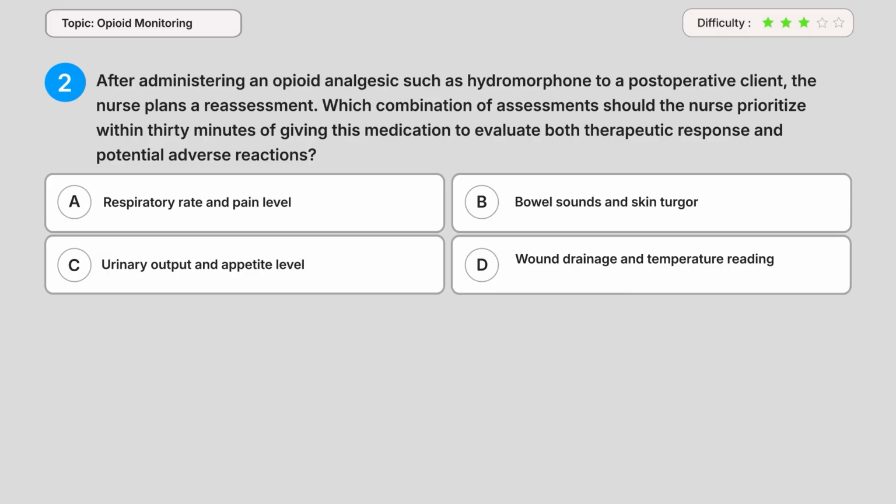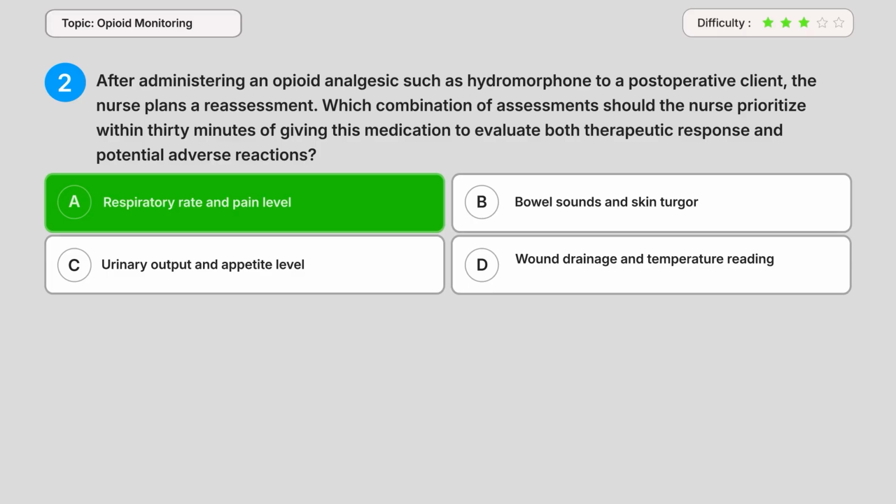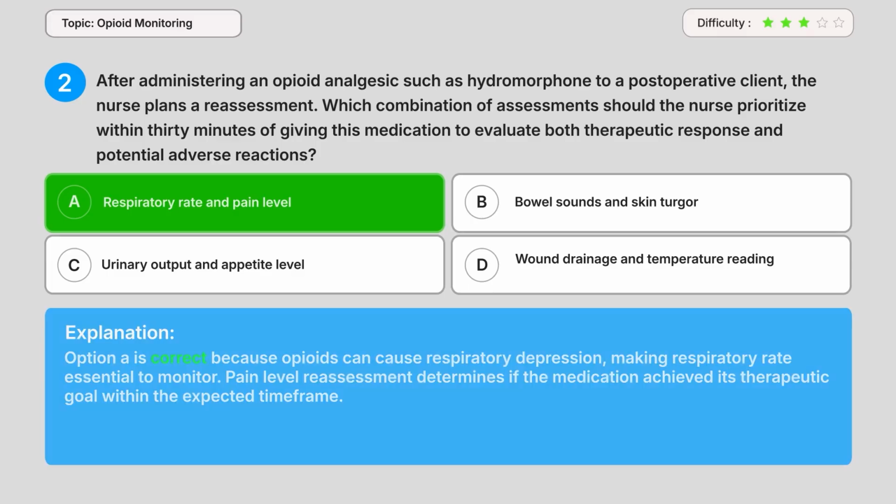Correct answer, A. Respiratory rate and pain level. Explanation. Option A is correct because opioids can cause respiratory depression, making respiratory rate essential to monitor. Pain level reassessment determines if the medication achieved its therapeutic goal within the expected time frame.